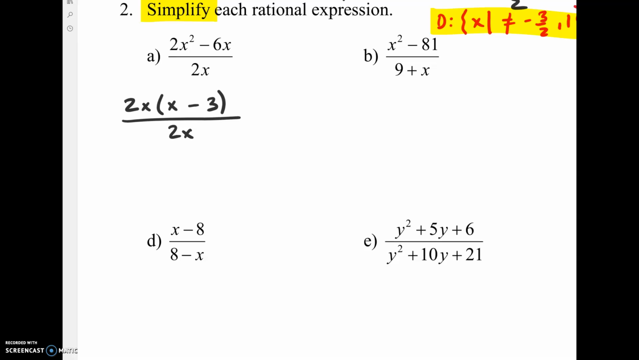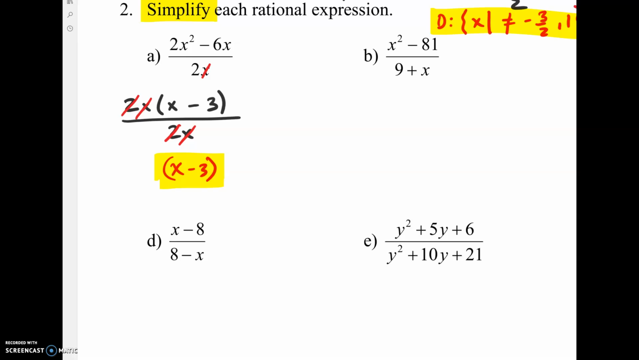So that's it. I cannot do anything else. And now we like our canceling techniques. Once you factor, you're allowed to cancel out the 2's here, the x here. So your final answer is x minus 3. As a good habit, we're going to put them inside parentheses. And that's my answer.